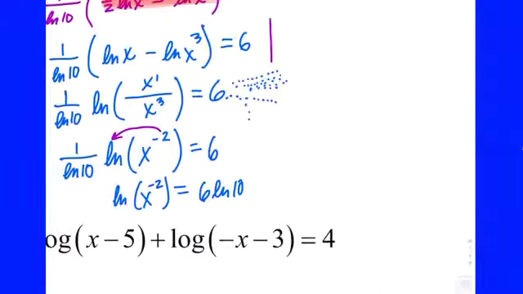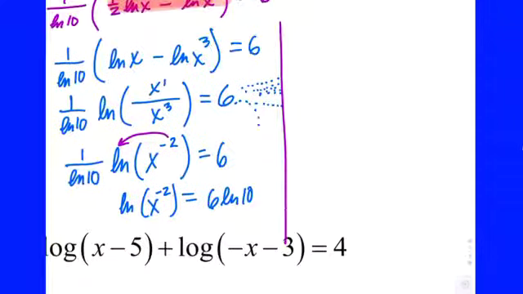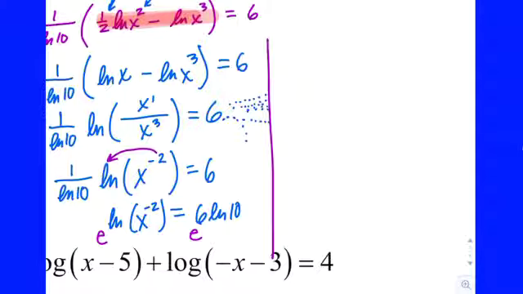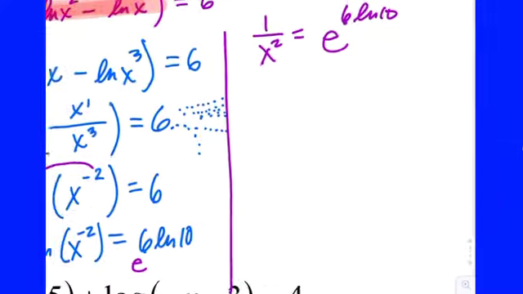All right, so now let's come over here. Let's clean this up a little bit, kind of dry off some of that pee. There we go. Now I can convert it. What can I do to both sides? That's right. I can unnatural log it by e-ing it. That's hard to say. By e-ing it, not peeing it. So on the left side, e to the natural log of blob is blob. That's 1 over x squared, or x to the negative 2. And on the right, I get e to the 6 natural log of 10. Okay, sweet. Bless you. We're almost there.